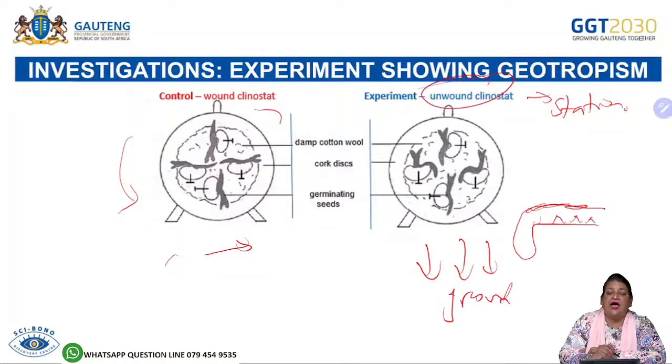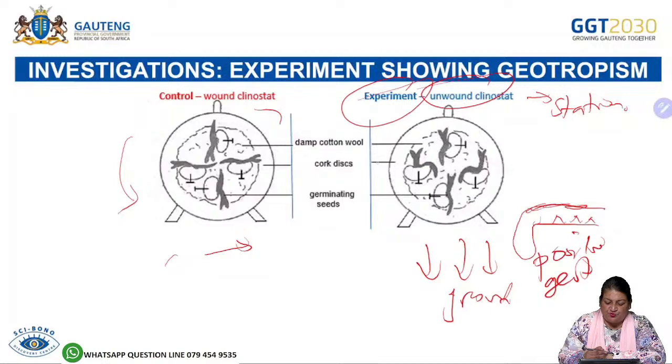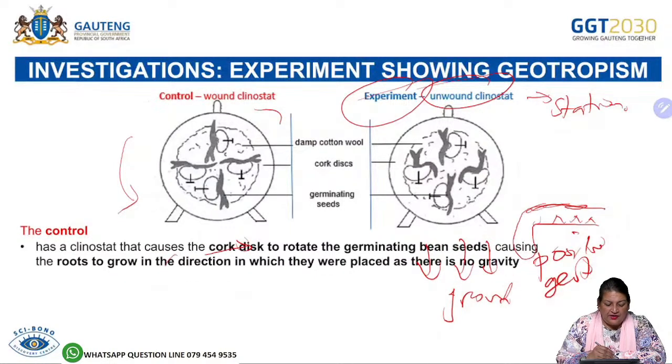Where? In the unwound, in the stationary clinostat. That's the experiment. And here you can see positive geotropism in that experiment. So that's a control. And in the control, you can see that it is rotating, you're eliminating gravity, and the little radicals or roots grow in all directions.